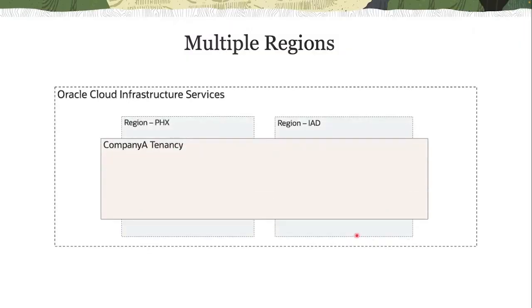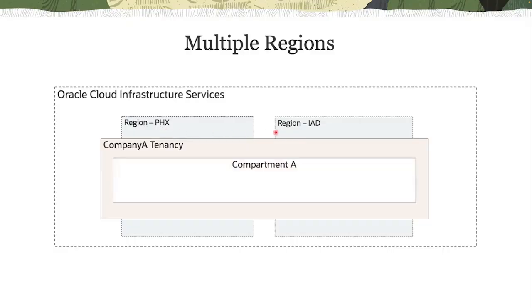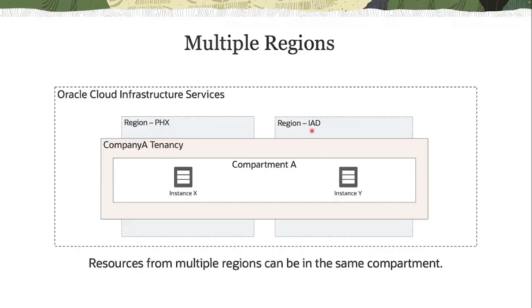Next, we can also have resources from multiple regions in the same compartment because our compartments are global. So when you create a compartment, suppose you create it in your home region, let's say Phoenix, then the same compartment will be available in other regions where your tenancy is subscribed. So for example, if you create an instance in the Phoenix region and you go ahead and create an instance in the Ashburn region, you can place both of them in the same compartment, that is compartment A in this example. This is possible because compartments are a global concept.